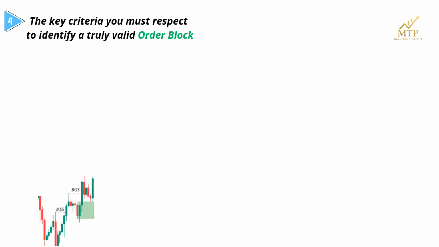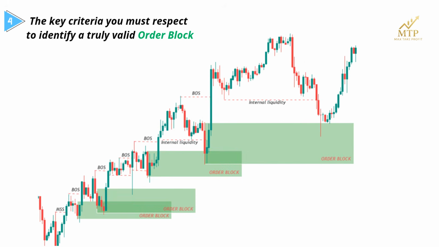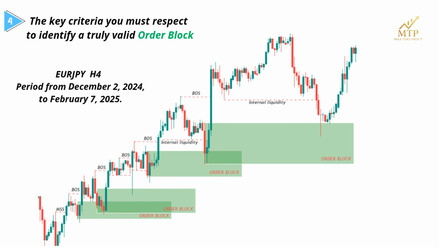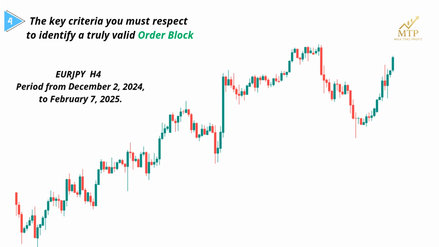To make sure you truly understand, let me now show you a practical example directly on a real market chart to prove the effectiveness of order blocks. Our example comes from the Euro-Yen pair on the H4 timeframe, covering the period from December 2nd, 2024 to February 7th, 2025. You can verify this yourself after watching the video. Now, let's apply everything I've taught you in this video, but let me walk you through it step by step, because my ultimate goal is to help you truly master order blocks.